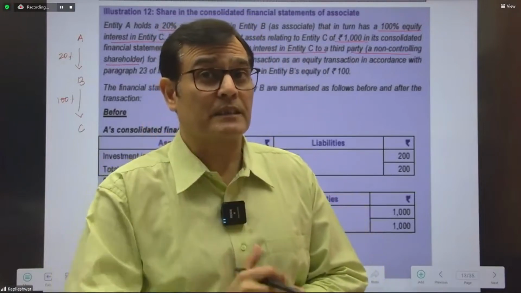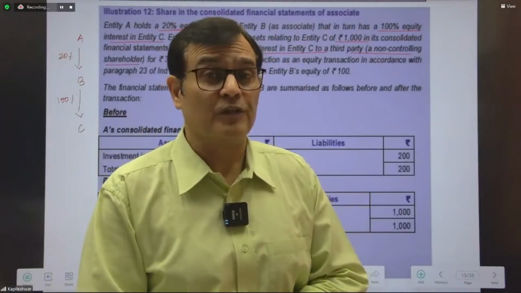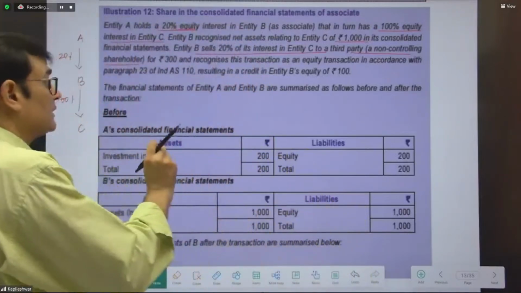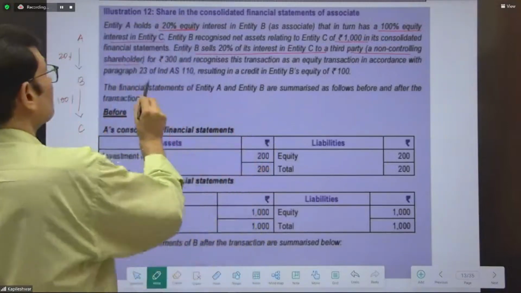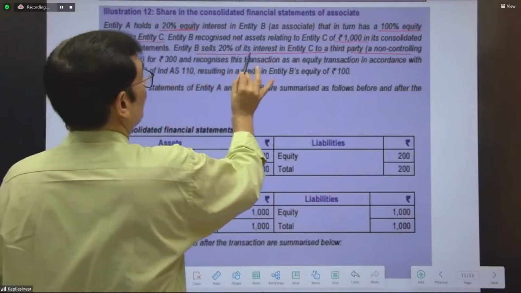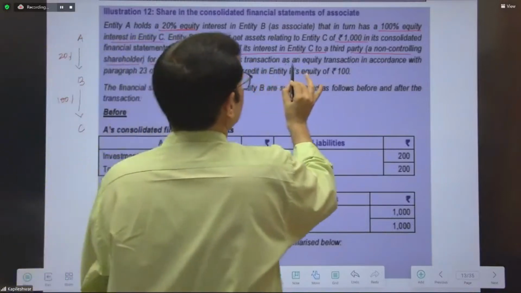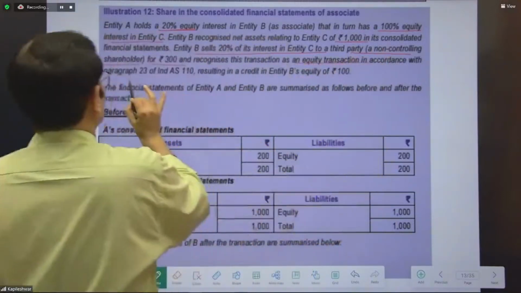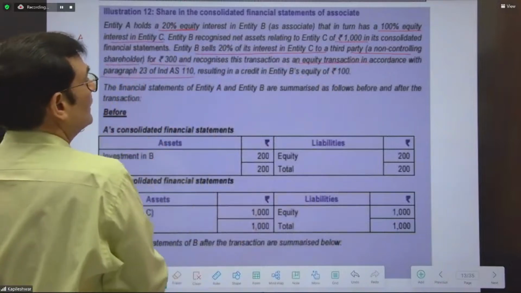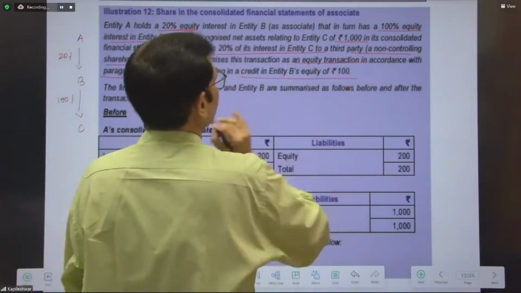And if you sell a 20% stake, the control still continues. So it is going to be treated as an equity transaction as per Ind AS 110. So it says you sold 20% of the stake for 300 and you recognize this as an equity transaction in accordance with Ind AS 110, resulting in a credit which is 100.